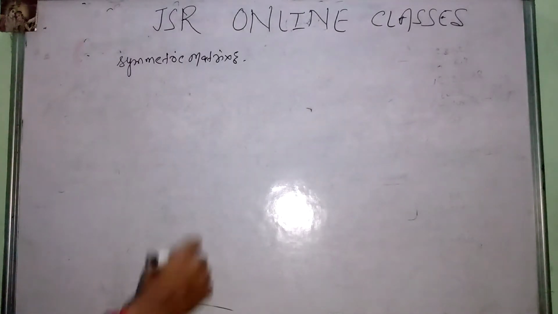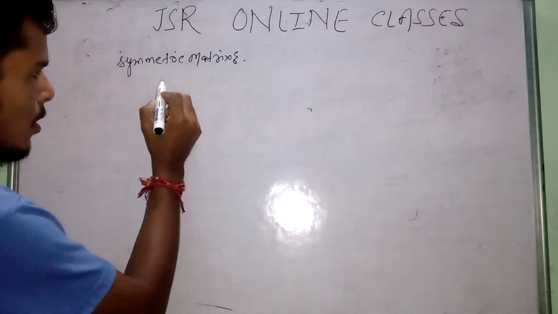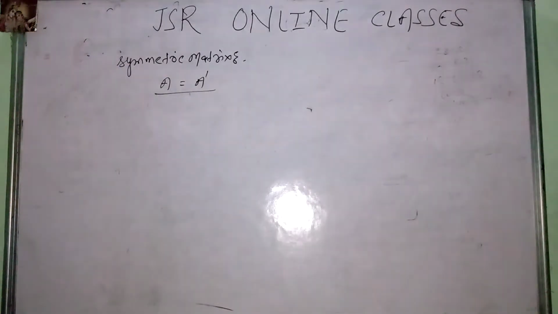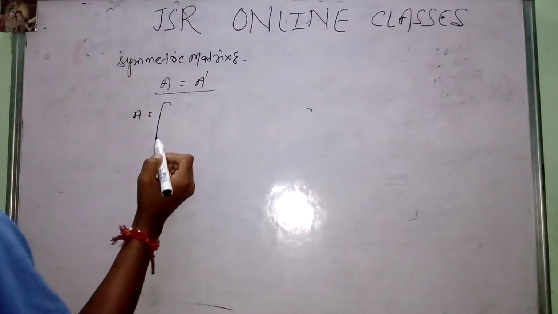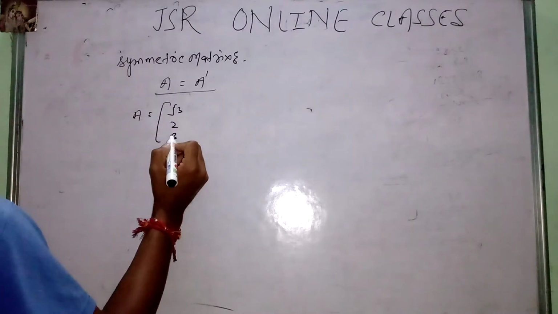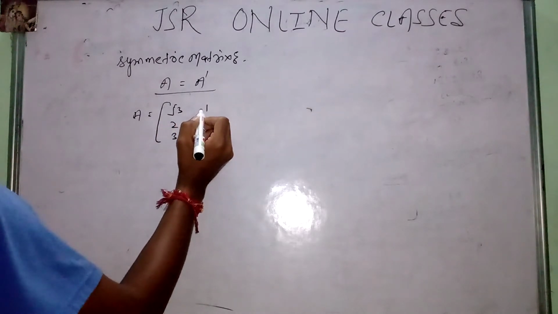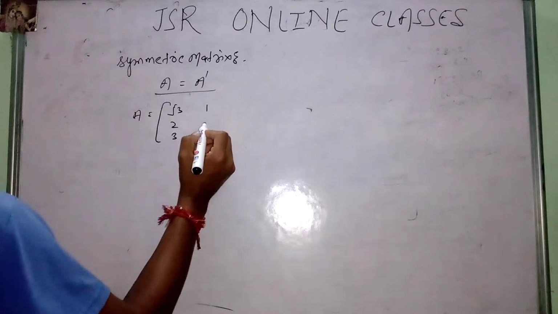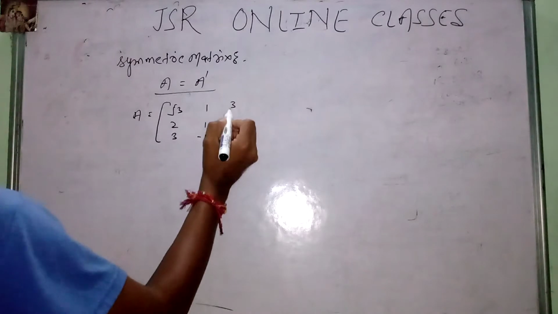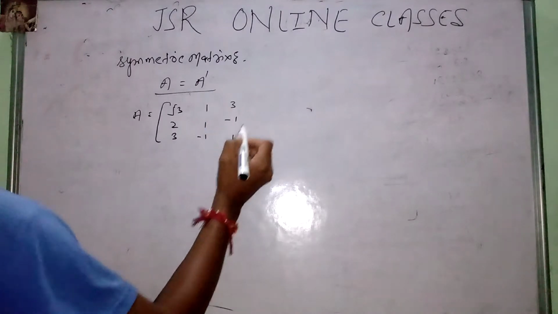Symmetric is a property of the matrix which means A is equal to A dash. A is equal to A dash. This is a symmetric matrix. Suppose I take an example. Suppose we have given A is equal to root 3, 2, 3, 1, 1, minus 1, 3, minus 1 and 1.